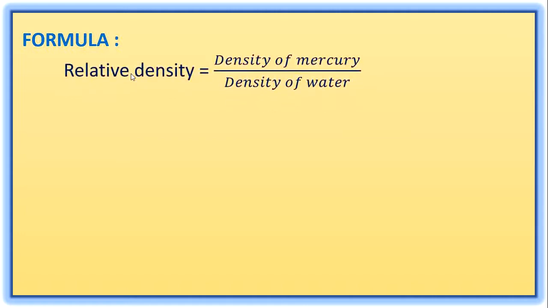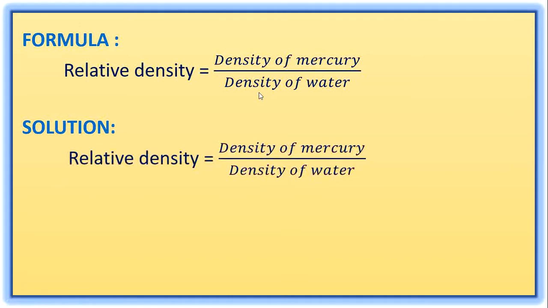What is called relative density? Relative density of a substance is defined as the ratio of density of the substance to density of water at 4 degrees Celsius. So, the formula for relative density is density of mercury by density of water. Density of the substance means here the given substance is mercury, so we write density of mercury by density of water.